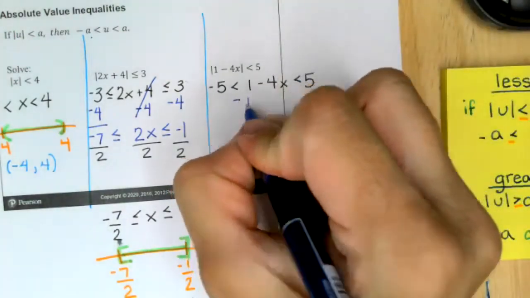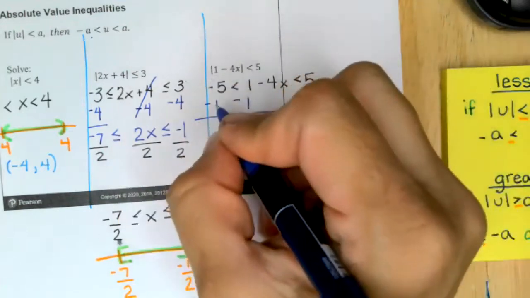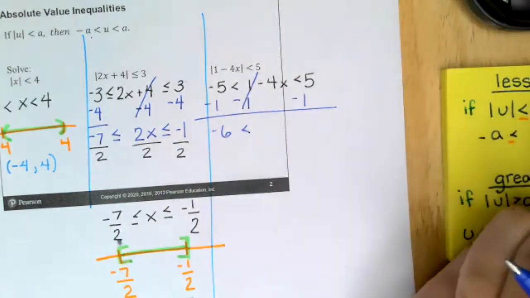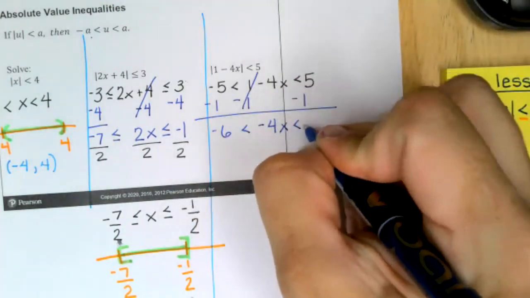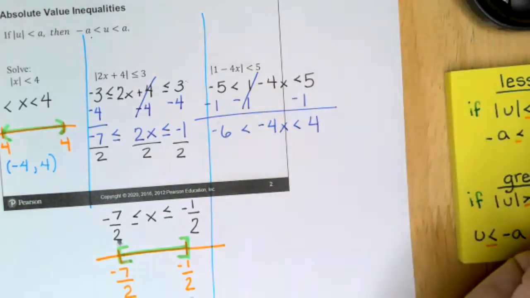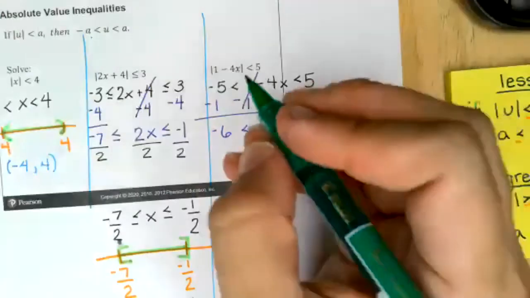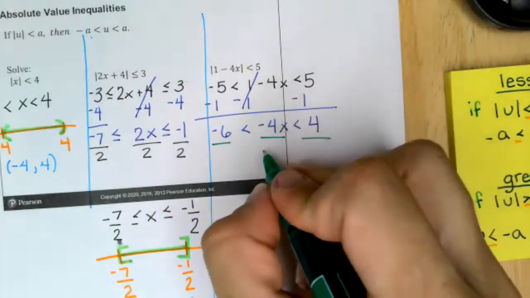I'm going to subtract 1 everywhere. -5 minus 1 is -6. That cancels. -4x. And this is 4. Now I need to divide. I'm going to divide by a -4.